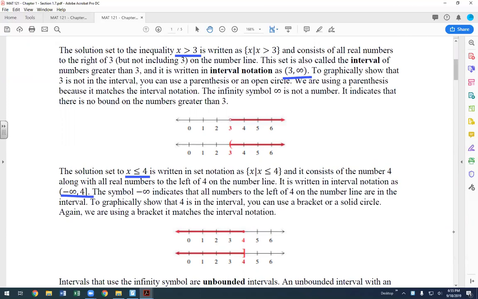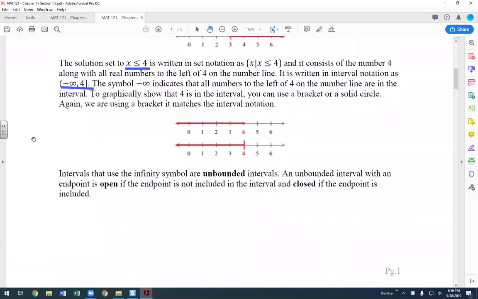Infinity and negative infinity are not real numbers, right? Infinity, the symbol, just tells me my number is going to keep growing as it moves forward. Negative infinity tells me it's getting smaller and smaller. So since technically infinity and negative infinity are not numbers, we do not put brackets on them. We always leave parentheses. Even if you're including all your answers, you still put parentheses on infinity and negative infinity. We never, ever put brackets on them.